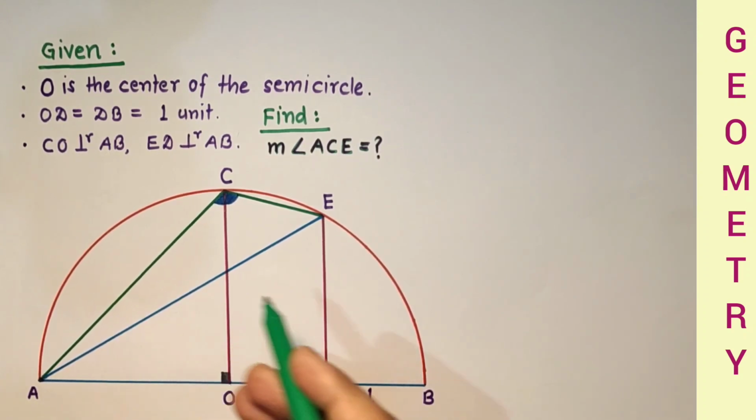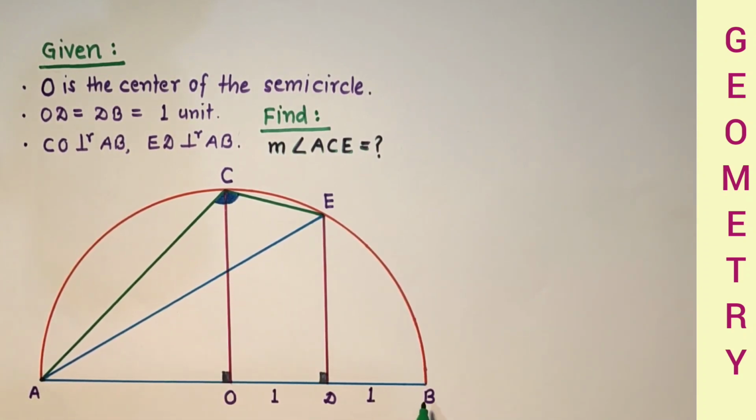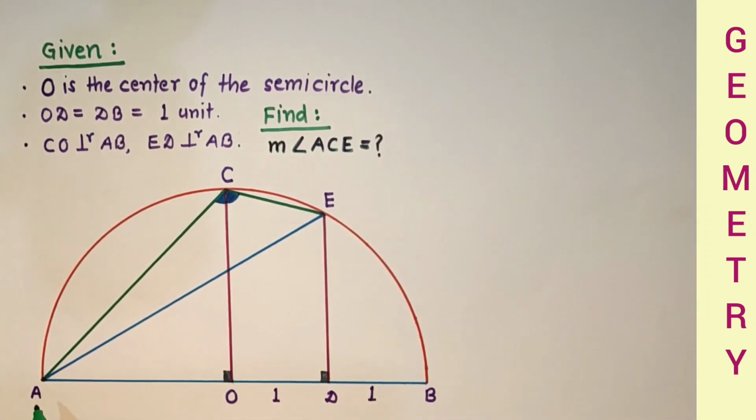Today this is the question. This is a semicircle. O is the center of the semicircle, AB is the diameter, D is the midpoint of OB. OD and DB are equal and each one is equal to 1 unit. OC is perpendicular to AB, ED is perpendicular to AB, and AC is joined, AE is joined. We have to find the measure of angle ACE, this angle.